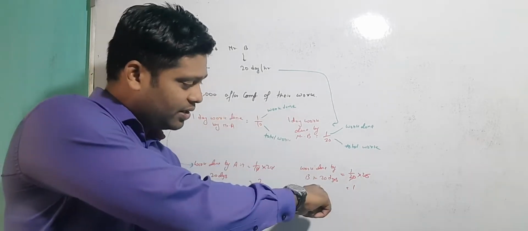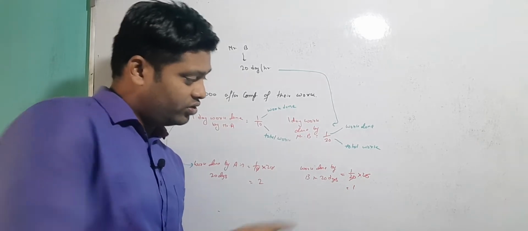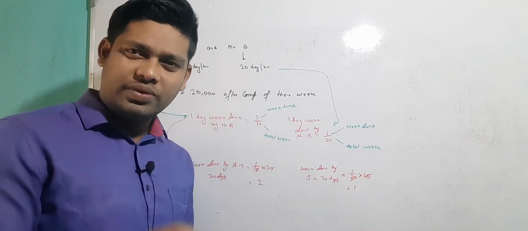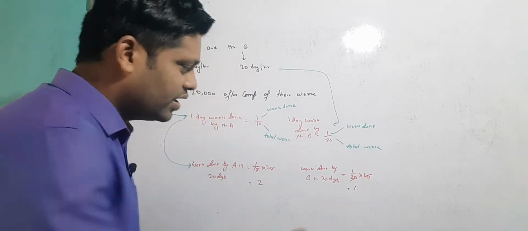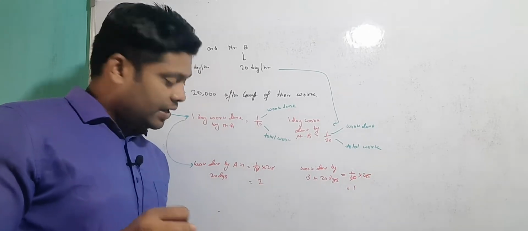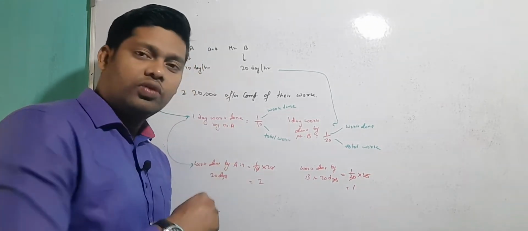Whereas Mr. B has been given a job to complete, the complete work is 1. He is doing the work 1. So he is completing the job that has been given to him, that is a single work, in 20 days. But this person, on the same work, is doing double the work. In 20 days he is doing double of the work which has been given to you.